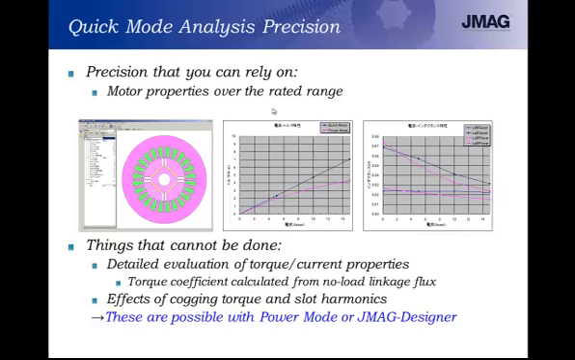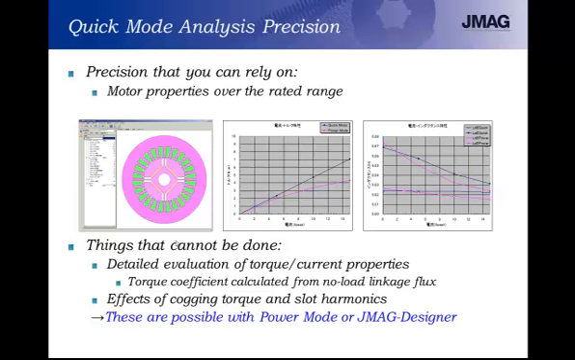If we look at a comparison between torque versus current in Quick Mode and Power Mode, we can see that in Quick Mode, the torque coefficient is calculated from no load flux linkage, so it's linear, so there's no saturation effects. Whereas in Power Mode, since it is a front end for a full FEA, we can see the effects of saturation. This also shows up in the D and Q axis inductance, where the Quick Mode is not going to have those saturation characteristics that Power Mode is going to show.